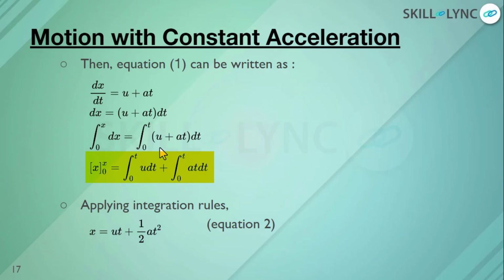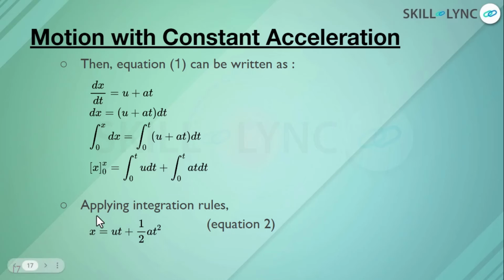This has been written after the multiplication of u with dt and at with dt, where a is acceleration, t is time, u is the initial velocity, and dt is change of time. Thus, applying integration on each of the RHS terms, u dt can be written as u dt integrated from lower limit 0 to upper limit t, plus integration of at dt would be similar, from lower limit 0 to upper limit t.